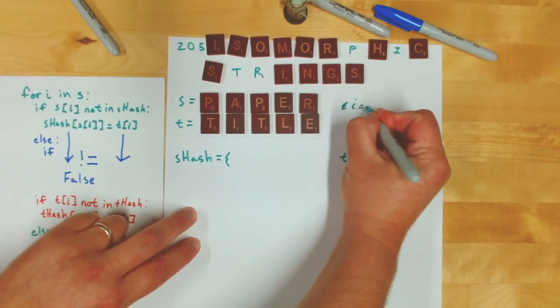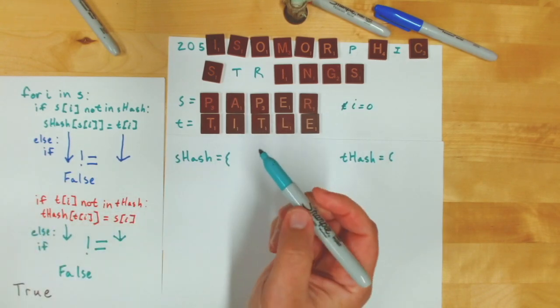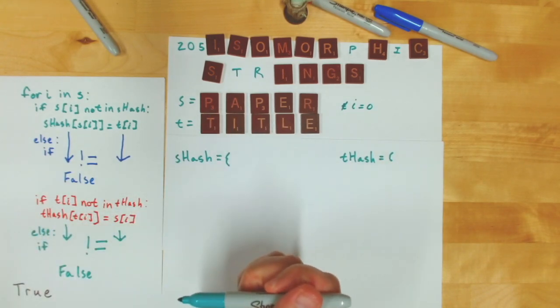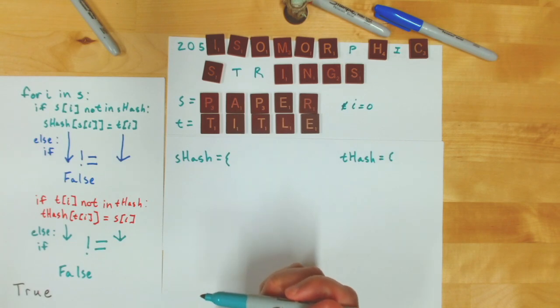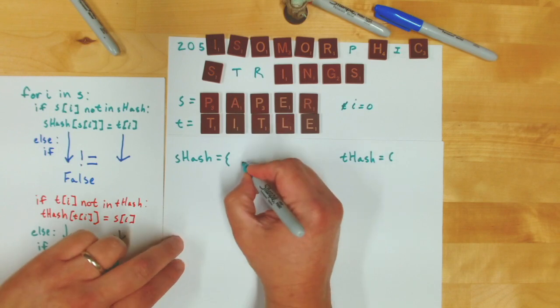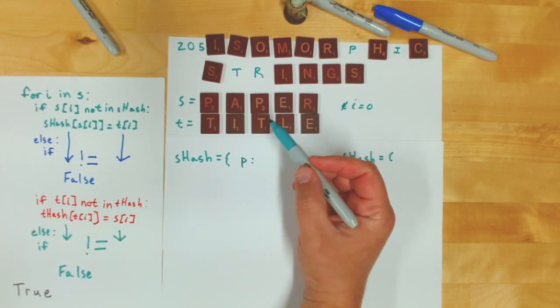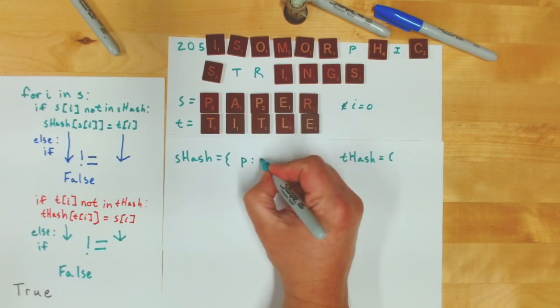So for I equals 0, let's check. S at index I is P. Is there an entry for P in the S hash? Well, no, there is not. So let's go ahead and make one. And where is that going to map to? Well, it's going to map to T at index I, which is T.